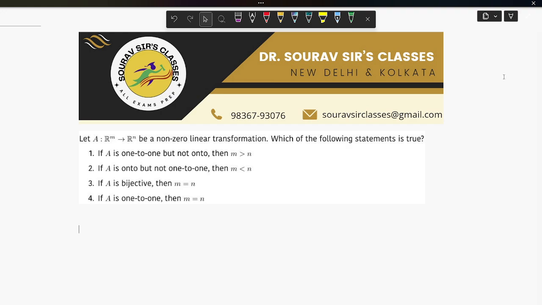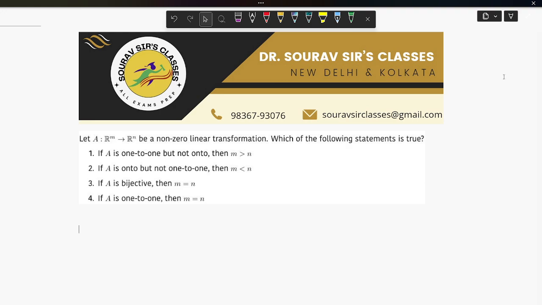Option A is telling us that if A is 1 to 1 but not onto, then m is greater than n. Option 2 is telling us that if A is onto but not 1 to 1, then m is less than n. Option 3 is telling us that if A is bijective, then m equals n. And option 4 is telling us that if A is 1 to 1, then m equals n. Okay, so let us see what we can do. Let us analyze each statement one by one.